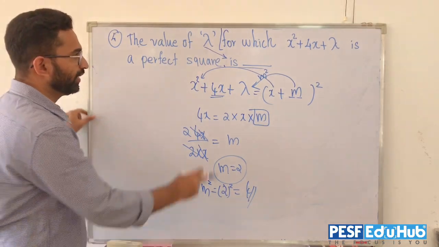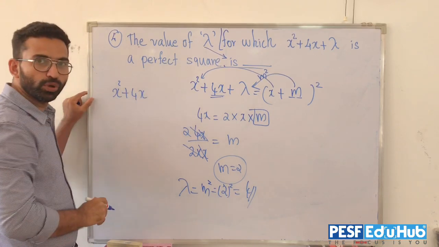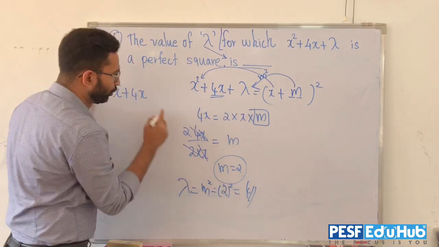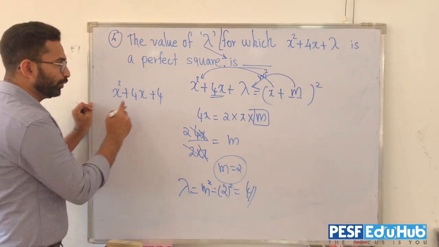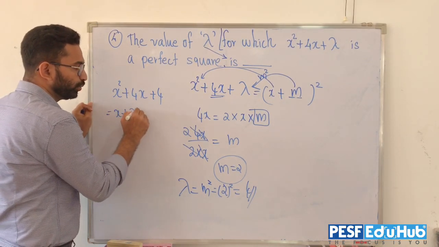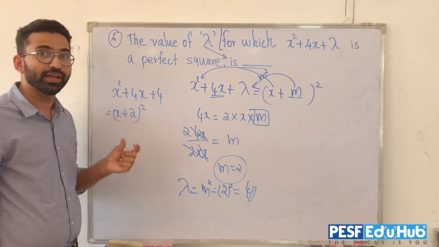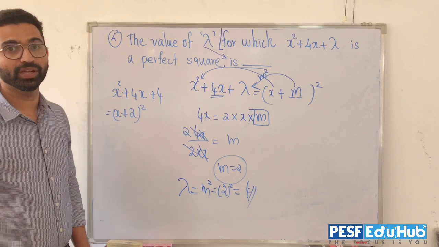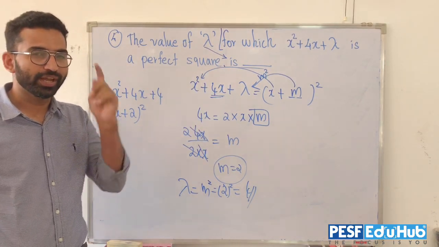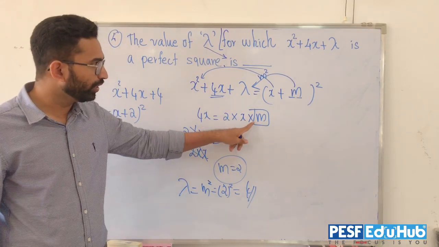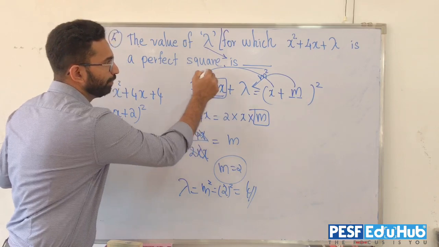Finally, just rewrite the given polynomial x square plus 4x plus, what is the value of lambda? You got it as 4. So x square plus 4x plus 4, do you know that this is x plus 2 whole square? Am I right? This is a perfect square polynomial. So just note down all these points, and keep in mind the value of lambda, everything is actually calculated using this particular middle term.